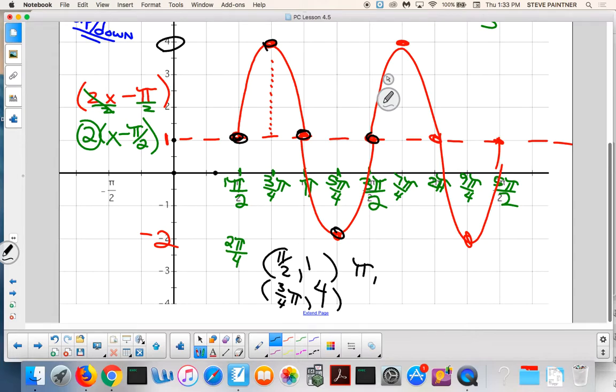Pi, comma what? 1. Then it's this one. 5/4 pi what? -2. And finally, we're back to here. 3/2 pi what? 1. There it is. You have to say that on the test. Give me the 5 key points. After these 5, it's just a repeat anyways, right?